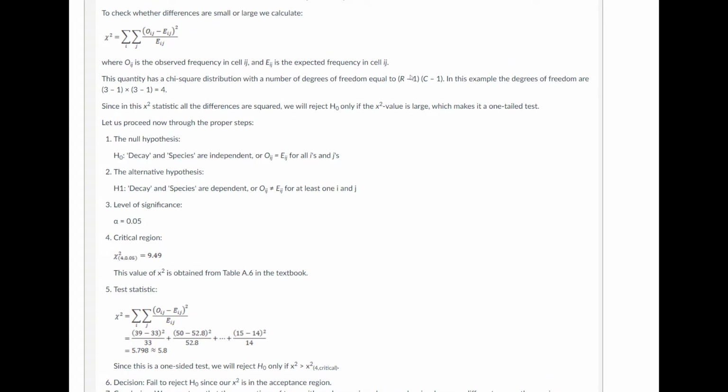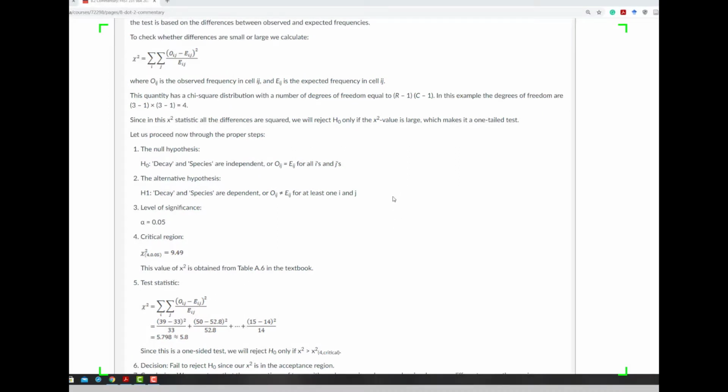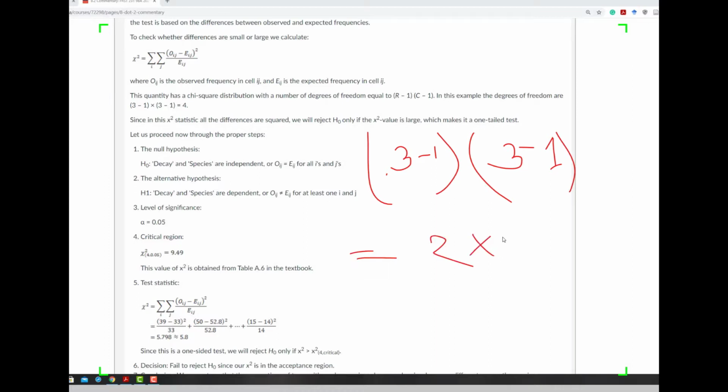But in here, all you need to do is to find the degrees of freedom using this formula. That means the number of rows minus 1 multiplied by the number of columns minus 1. In the table we have 3 rows and 3 columns, right? So that means 3 rows minus 1, multiplied by 3 columns minus 1. That means you multiply 2 by 2, so you have degrees of freedom 4. That's why we say that for degrees of freedom you have to use 4.